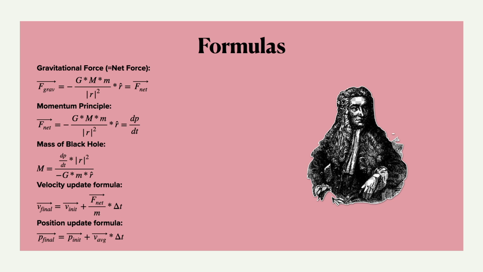Before I elaborate on the lab and the results, I want to cover several concepts and formulas that we will need for analyzing the motion. Newton's second law or momentum principle is the main concept for this lab. In the experiment, we consider the net force to be equal to the gravitational force only. On the screen you can see the formula we use to compute gravitational force. From the momentum principle, I derived the formula for the mass of the black hole. For the lab, we also need to know the velocity update formula and the position update formula.